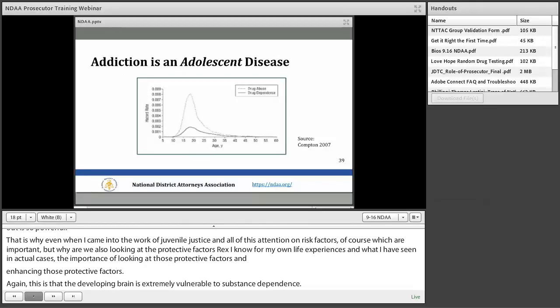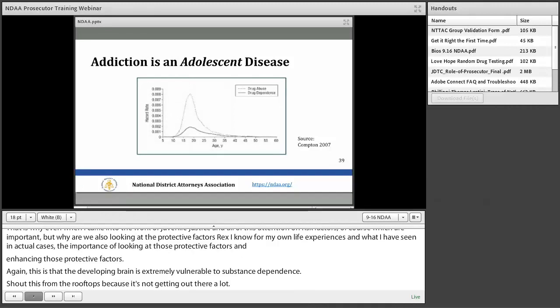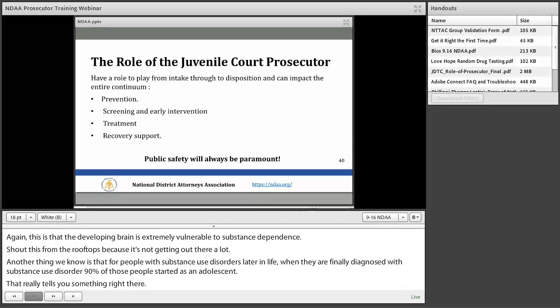Another thing we know is that for people with substance use disorders later in life, when they are finally diagnosed with a substance use disorder, 90% of those people started as an adolescent. So that really tells you something right there. It really is a disease that has its onset in adolescence.